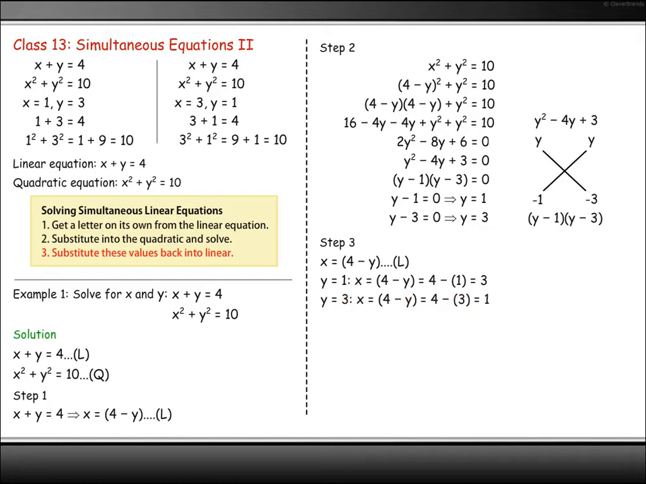There are 2 pairs of answers. When y equals 1, x equals 3. This is sometimes written in a bracket as 3, 1, with the x value coming first, followed by the y value. The other answer is y equals 3 and x equals 1.